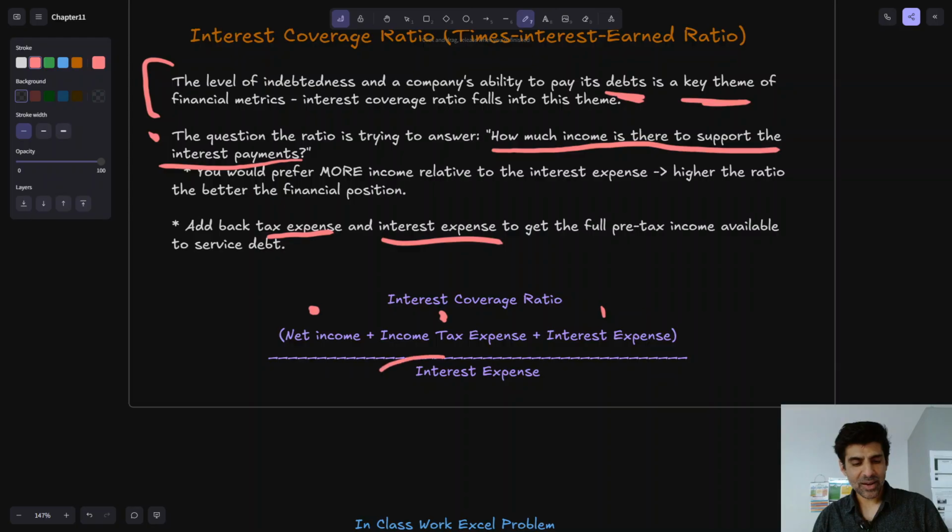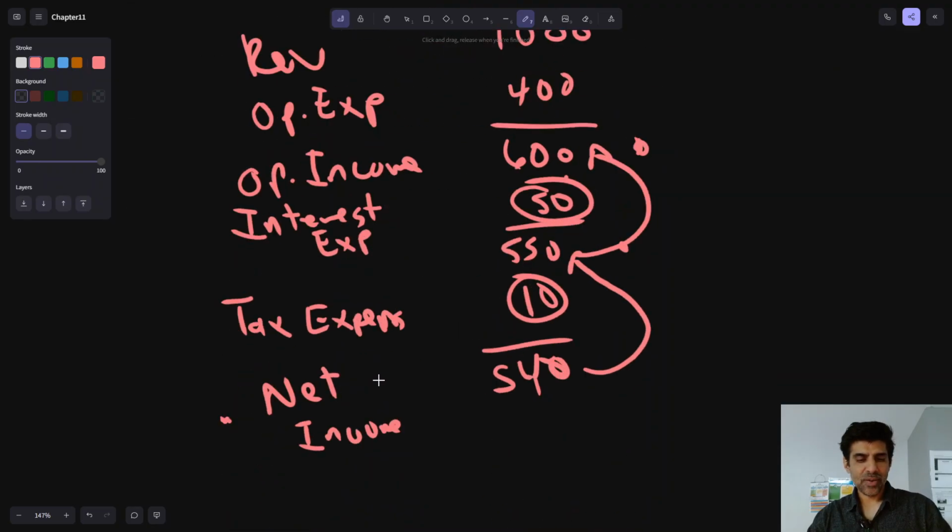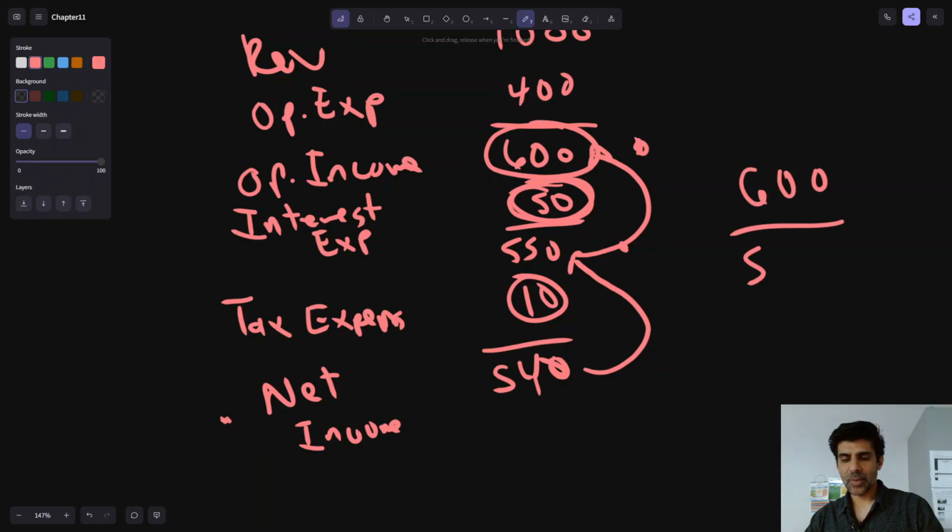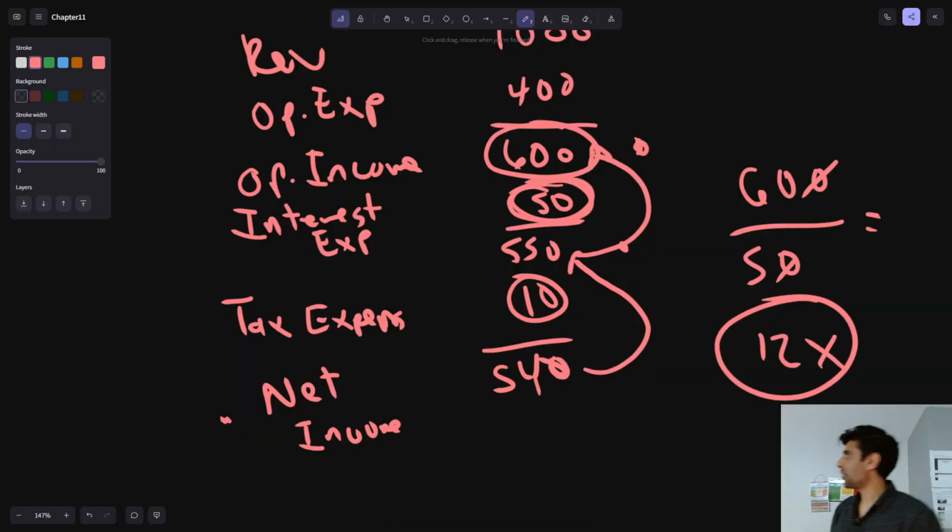And then you divide that by how much interest you have. So you can see here, we have $600, and that pool is available to pay this $50 of interest. So it's a quite high ratio, 600 divided by 50. So what is this, 12? 12x? So if you're a lender, you're going to feel quite comfortable giving another loan, at least on an interest expense basis. Okay, this is not capturing how much principal, right?